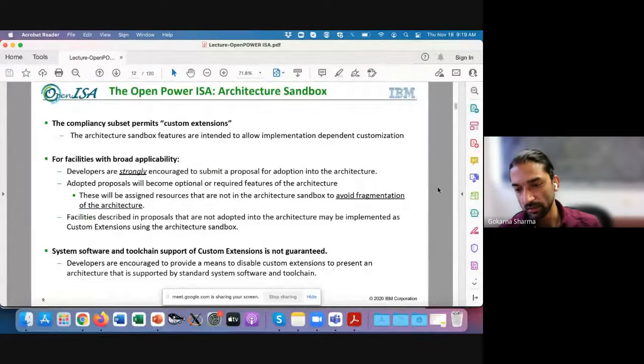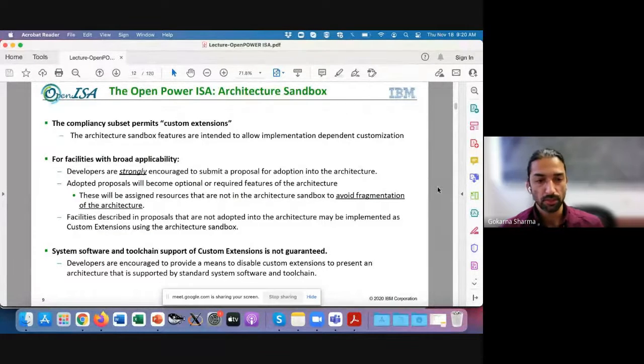So let's suppose you are a developer, you came up with a new feature, a new instruction. You can submit a proposal about this new instruction to be adopted into the architecture. Then they will review that proposal on a new feature, a new extension, look into the test data, and verify everything. If it is not conflicting and everything is fine, they could put it in the architecture. Adopted proposals, if accepted, will become an optional or required feature of the architecture.